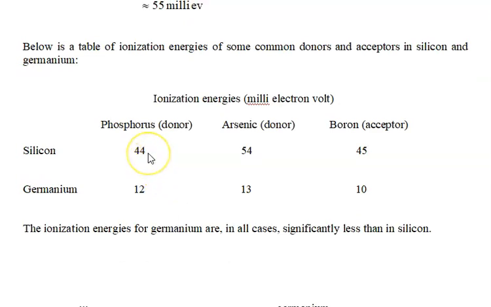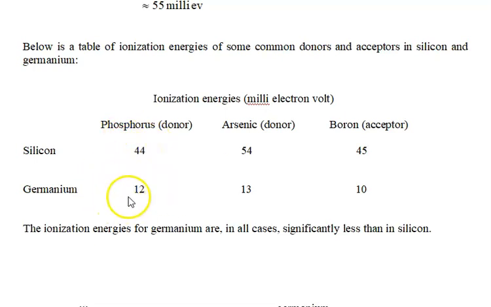For phosphorus, it's not 100, it's about 44. But for germanium, that's for phosphorus donating an electron to a silicon lattice, the model says it's 100. The data says it's about 44.